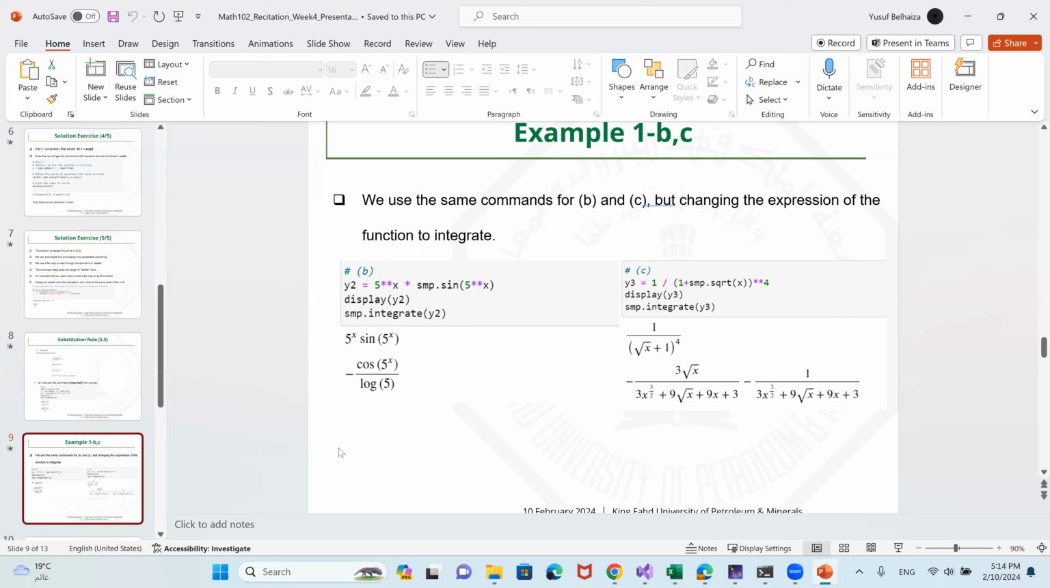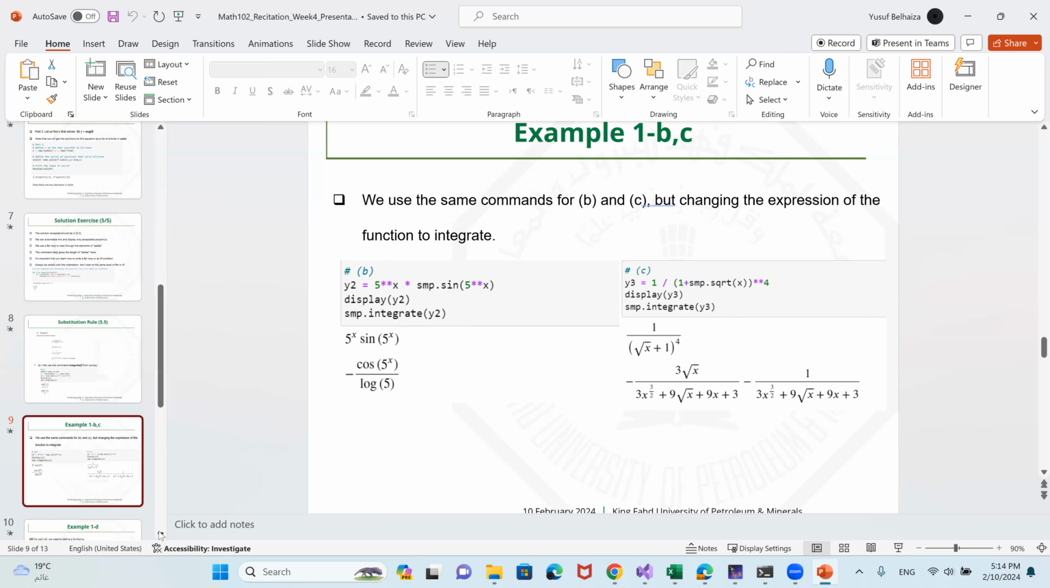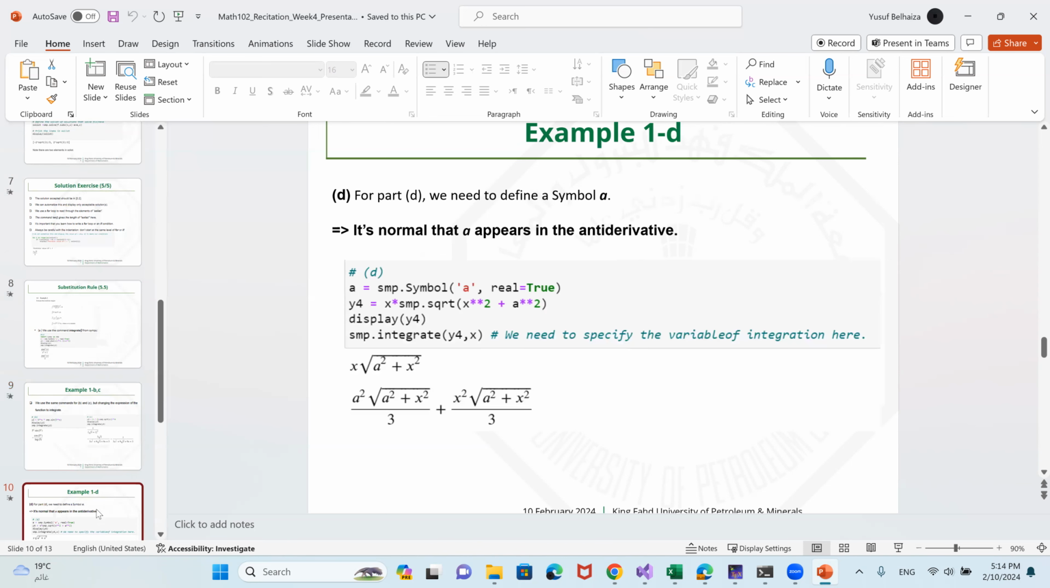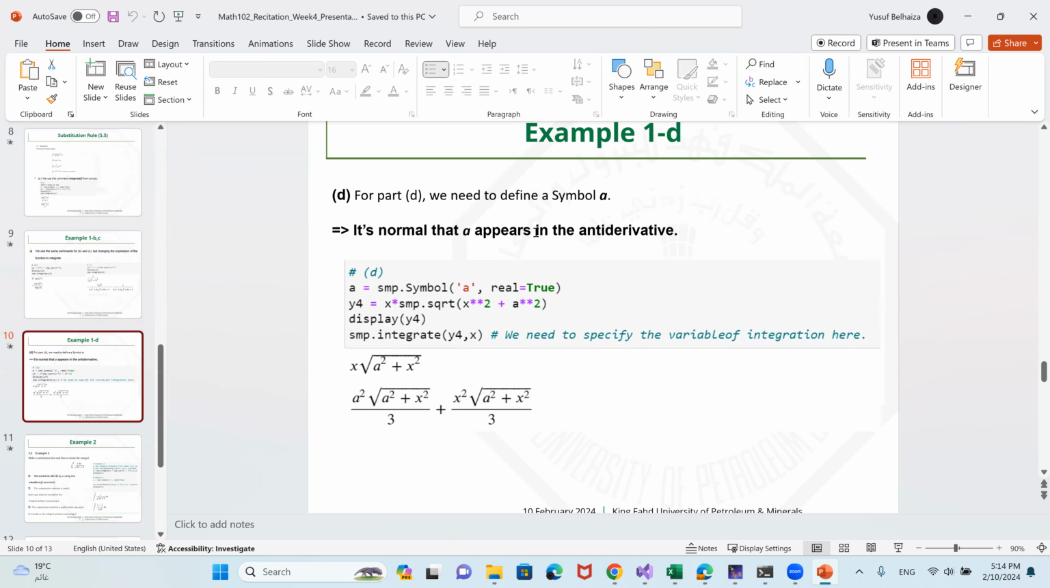Then we'll move to the last question, which is D. Before I show you the Python file, in example D, we need to define a symbol a, because the function that needs to be integrated is x times square root of x squared plus a squared. So a, it's normal that it should appear in the antiderivative, and here we'll define it as we defined x as a variable. And here y4 is x times square root of x squared plus a squared.